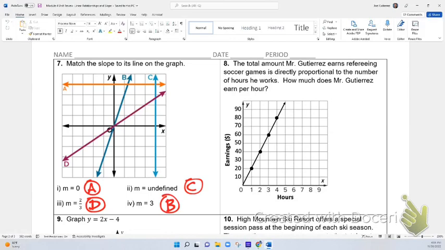For number 8, thank you to Mr. Rogers. He says the total amount Mr. Gutierrez earns refereeing soccer games is directly proportional to the number of hours he works. So how much does Mr. Gutierrez earn per hour? So if you notice here on the graph, it tells you that I earn $20 in 1 hour. That just means that I earn $20 per hour, and that is my slope, also known as my unit rate, okay?